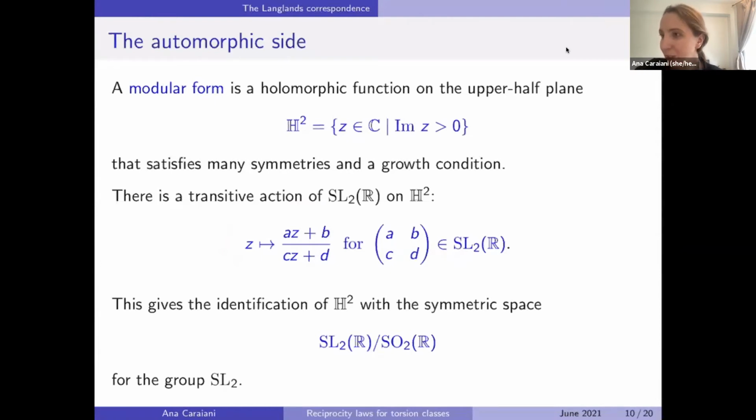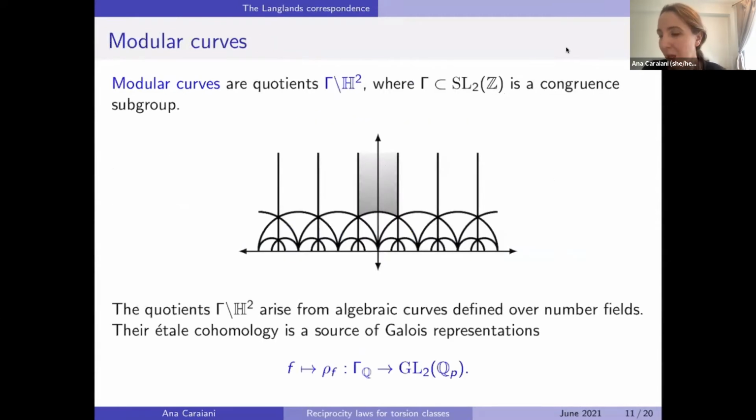All right, and just to give you an example, a matrix that is in here is (1, 1; 0, 1), and this is going to send z to z plus 1. And so modular forms will actually be invariant under this particular transformation, and so they will be periodic with period 1. And this allows us to take their Fourier series.